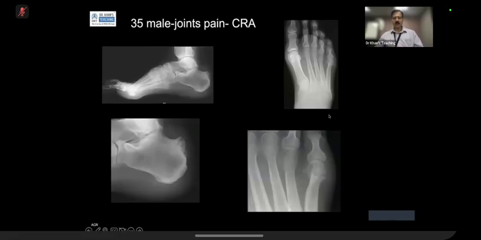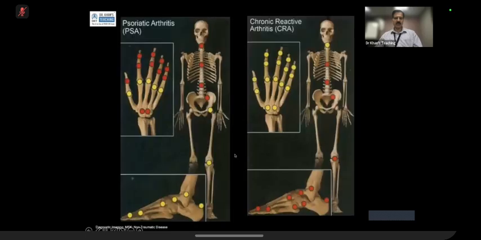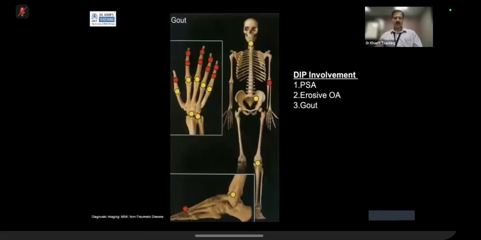Key finding, now if you see the fifth metatarsophalangeal joint, there is erosion, there is soft tissue swelling. And look here what's happening. This is enthesopathy at the insertion of tendo Achilles, and this is the hallmark of seronegative arthropathy, which you will not see in RA, as in rheumatoid arthritis. So this is CRA. And then comes gout.